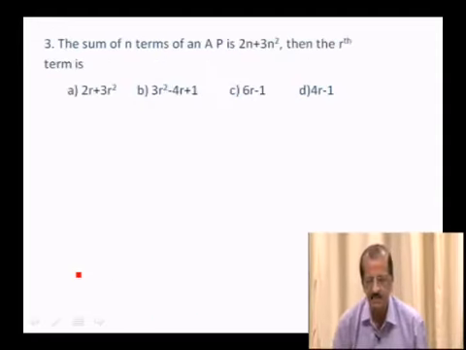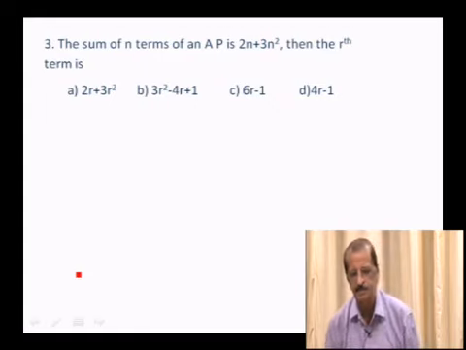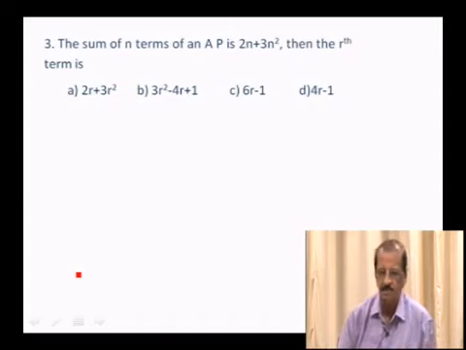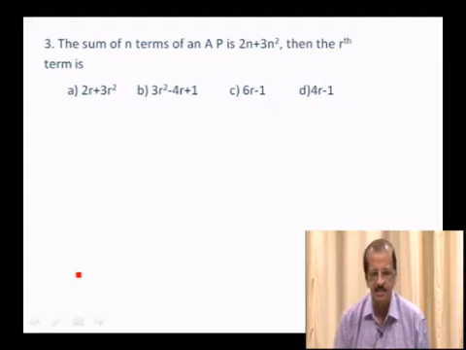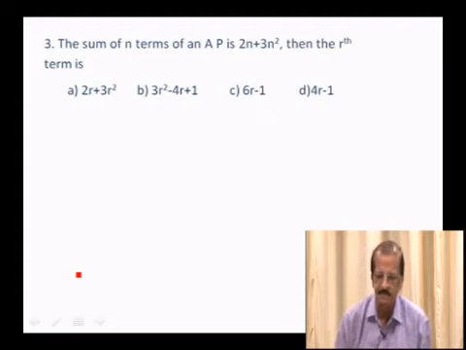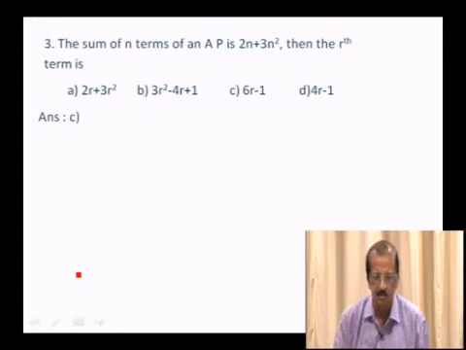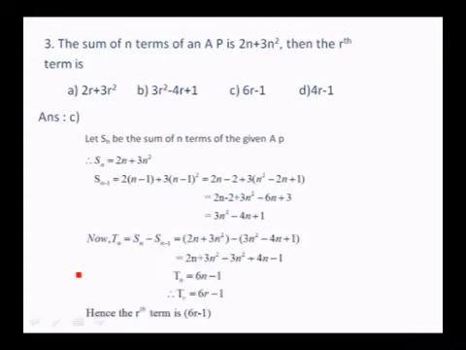Third one: the sum of n terms of an AP is 2n plus 3n square. Then the rth term is? See here, he has asked for the rth term, so you must be careful, don't try to find it with the Sn formula or anything. The sum of n terms means Sn is equal to 2n plus 3n square. You take Sn minus 1 also. Sn is 2n plus 3n square and Sn minus 1 is 3n square minus 4n plus 1.